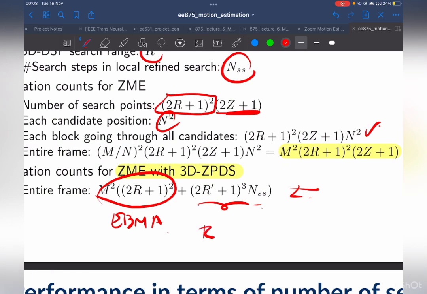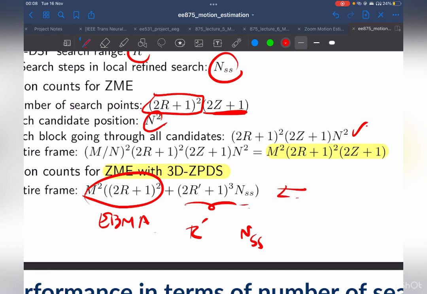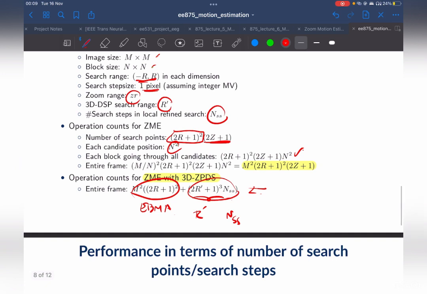Let's take a look at the R dash and NSS. I mentioned that the local search uses a small unit size pattern search, right? So R dash will be small, and as we perform prediction of the initial zoom point, the initial point is close to the global minimum error point. So NSS, which is the number of steps to the global minimum, is also small. So the second term is small, right? So for the case of CME with fast algorithm, the operation count is a little bit greater than that of EBMA.